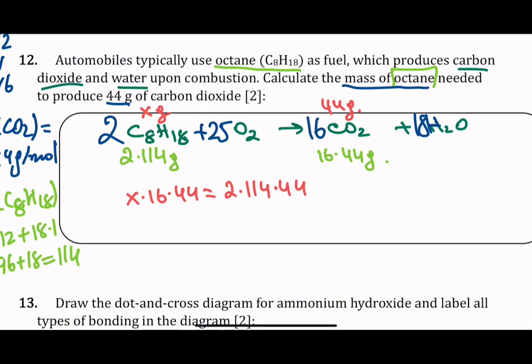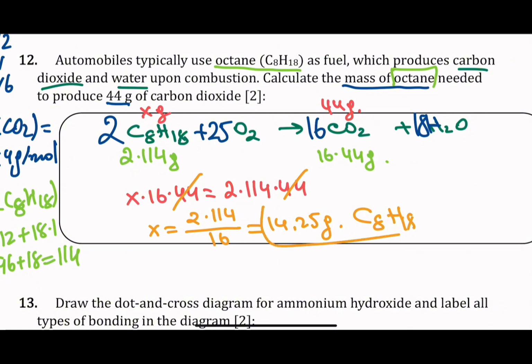Now what we do, we're going to cancel out 44s on both sides. X would equal 2 times 114 divided by 16, and you need to be getting from here 14.25 grams of C8H18. And that's the answer.